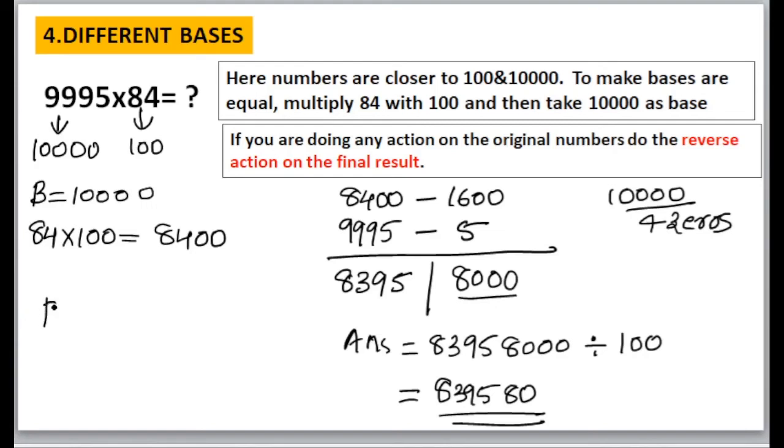Here you have RHS is equal to 1600 into 5 and your LHS is equal to 8400 minus 5.